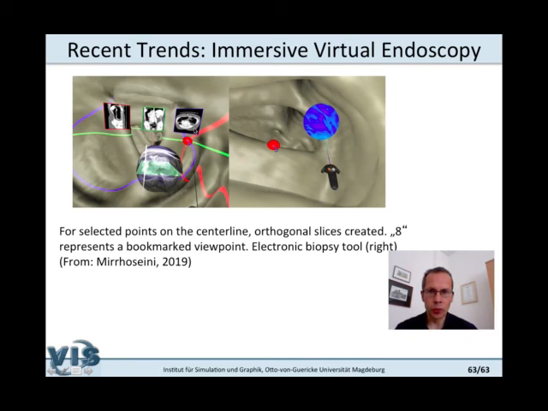It was also possible to integrate CT slices. That is a core function. And here with the controller, the user enabled an electronic biopsy, so it is somehow simulated how a biopsy would look like based on the data that's available.